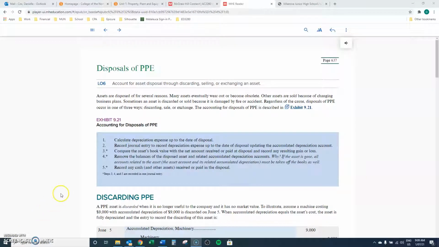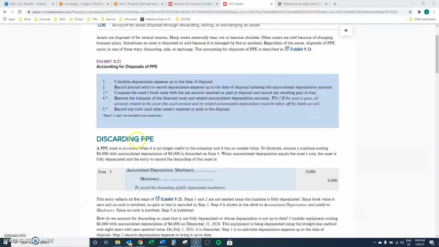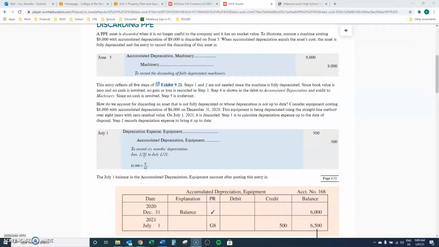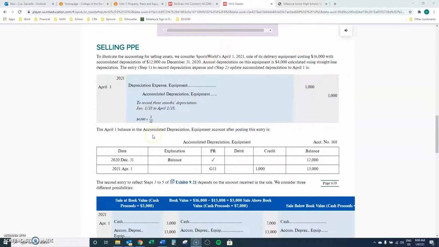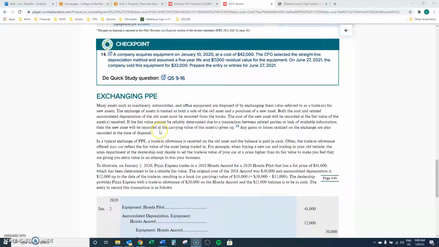This next section talks about disposals of PPE. Now there are three different situations. You could discard the PPE. That's when you get rid of it, but it has no market value. You could sell it, where you'll get something for it. You'll get cash or something for your asset, or you can exchange it, where you'll have a trade-in value. So it walks through each of those examples. They're all handled fairly similarly, just with a minor difference. So again, we'll do a question like that in a separate video.